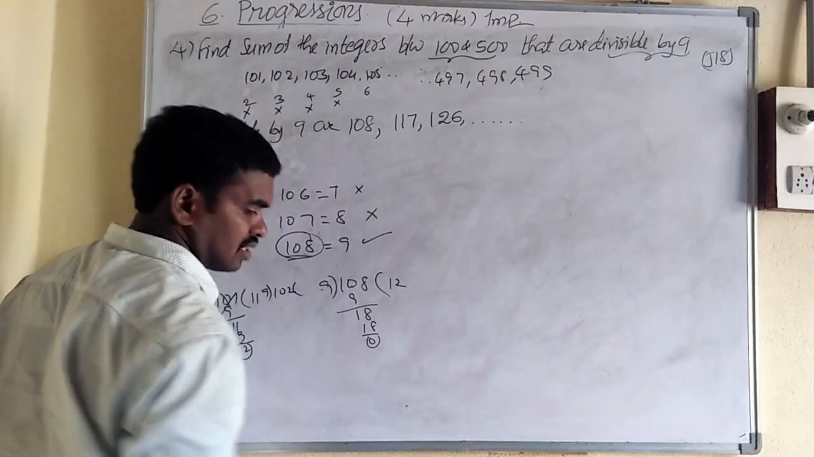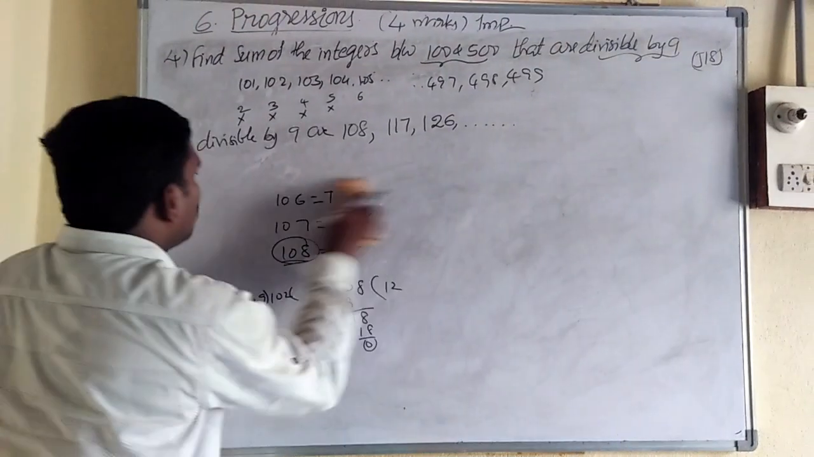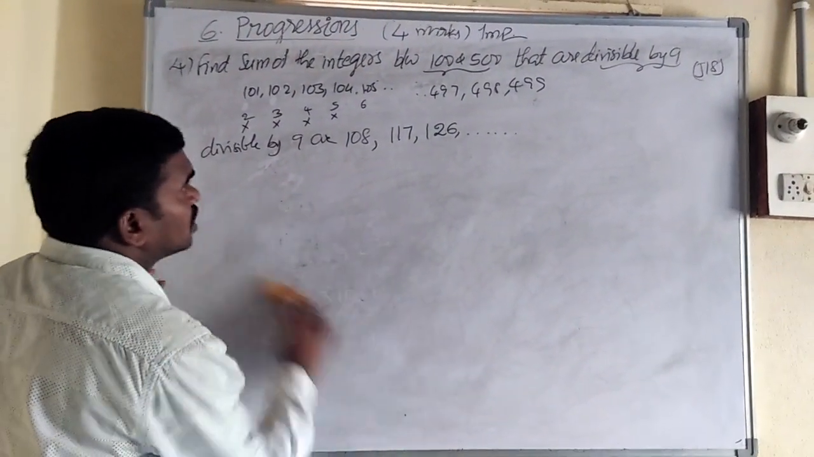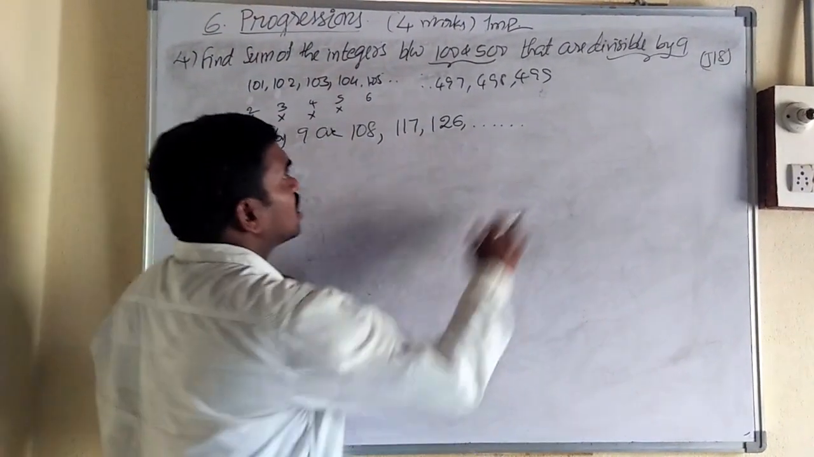126, dash dash dash. Okay? So we found the first number, the first digit. So simply think from the last also.